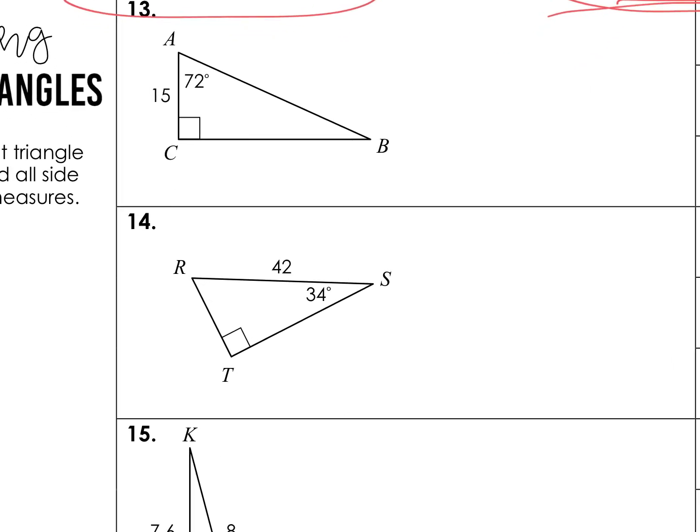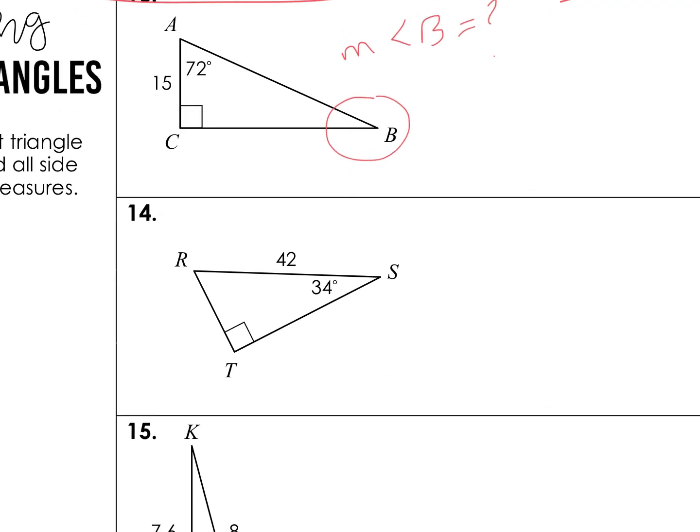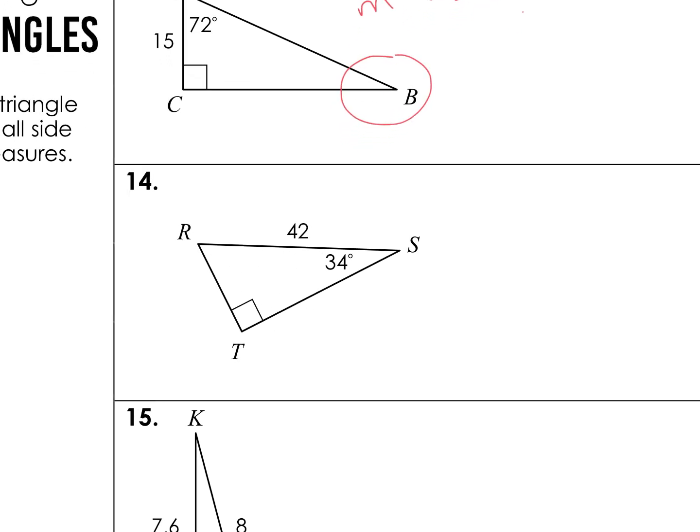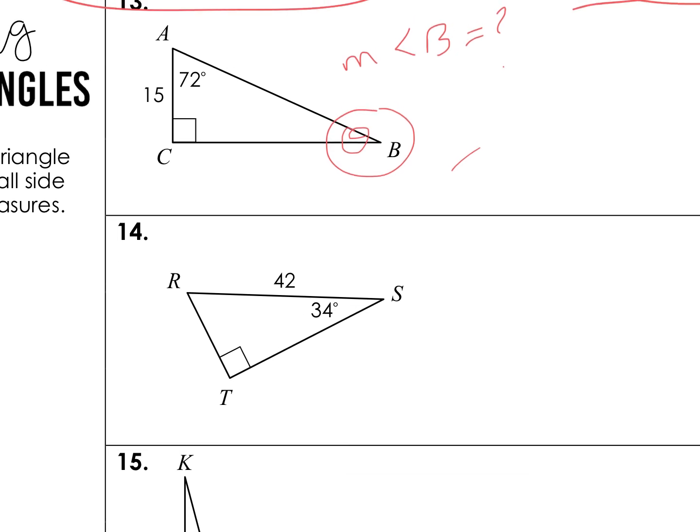So on 13, I'm missing angle B. I'm missing the measure of angle B. But I don't have to use trig. I could use trig. I could put my little theta there and realize that compared to theta, I have the opposite, but I don't have anything else. I cannot use theta as unknown.